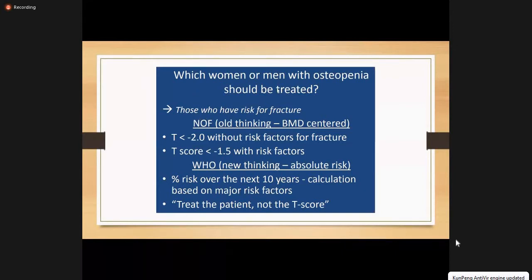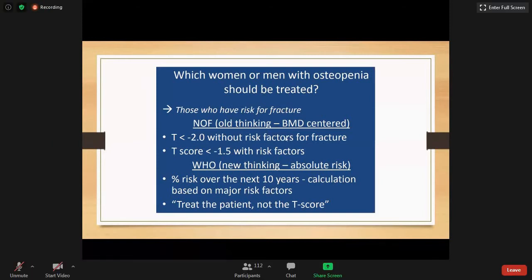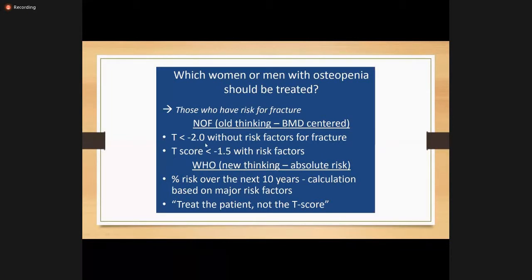Which women and men with osteopenia should be treated? Those who have risk factors for fractures or an additional condition along with this T score. For example, a T score of -2 without risk factors for fracture, or a T score of less than -1.5 with risk factors for fractures. This is actually the bone mineral density form. These are both at the stage of osteopenia, not osteoporosis.